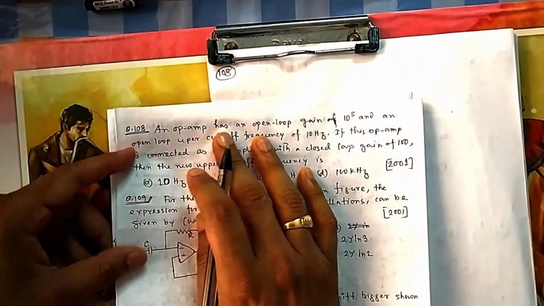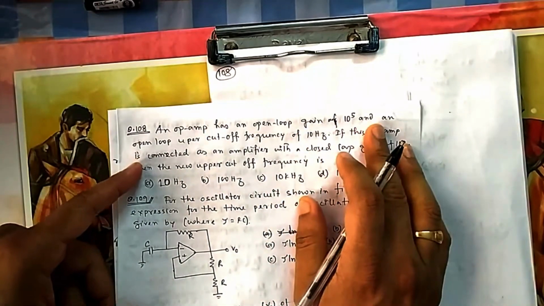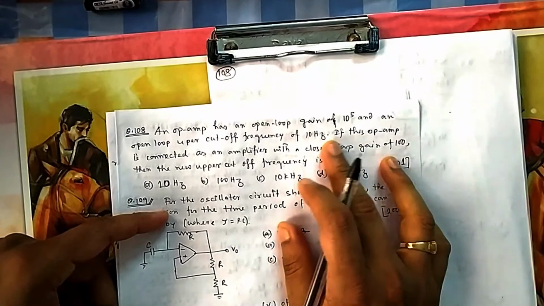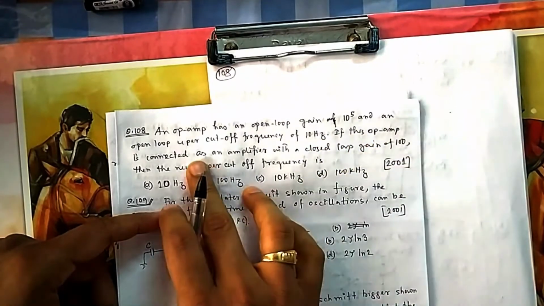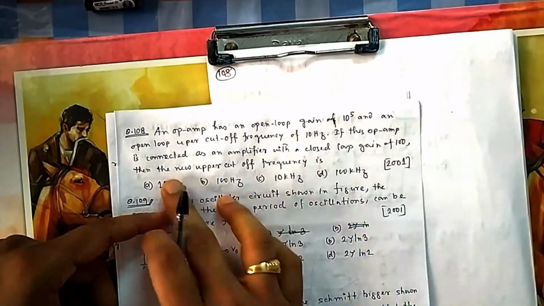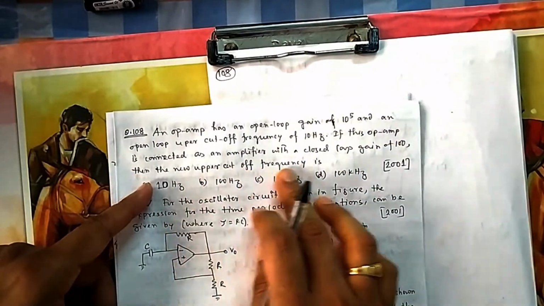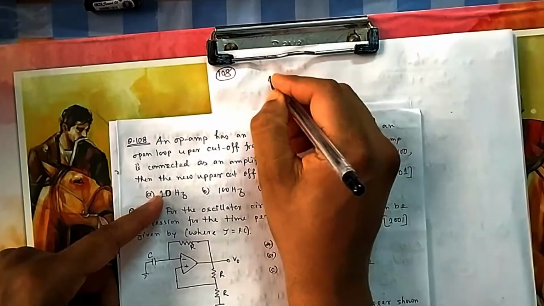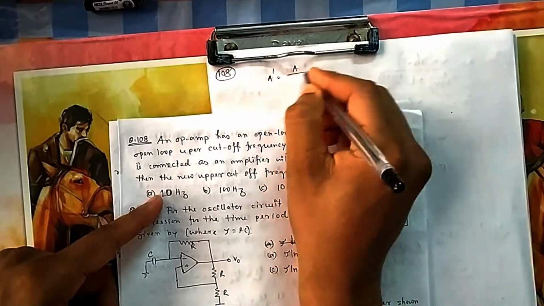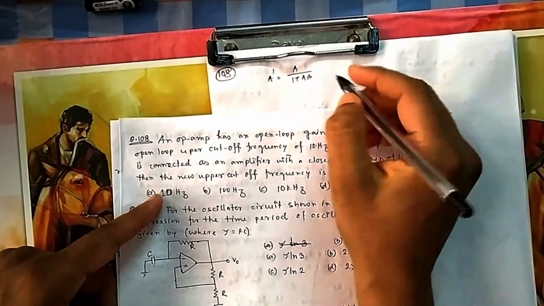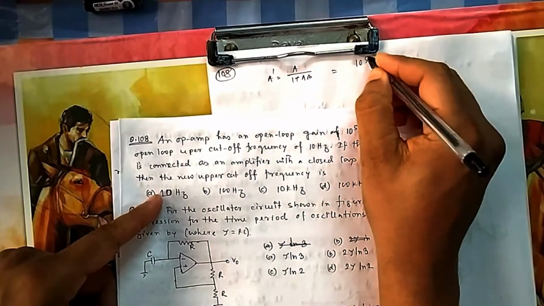Okay, now if you see question number 108, the op-amp has an open loop gain of 10 to the power 5 and the open loop upper cutoff frequency of 10 to the power 10 Hertz. If the op-amp is connected as an amplifier with a closed loop gain of this, so gain has reduced, that means you have introduced feedback. So the new upper cutoff frequency. So what will be the new gain? That is, suppose A by 1 plus beta, because this is an amplifier, so negative feedback. So what was the open loop gain? 10 to the power 5.